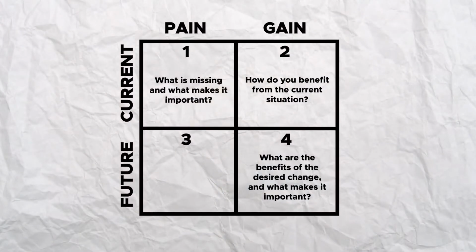And then lastly, we're going to end in block number 3 with our future pain. We want to ask ourselves the following question. What will you be giving up if you make the change? That means we're identifying that there is a potential cost if we give up where we are now and move to this new future option.